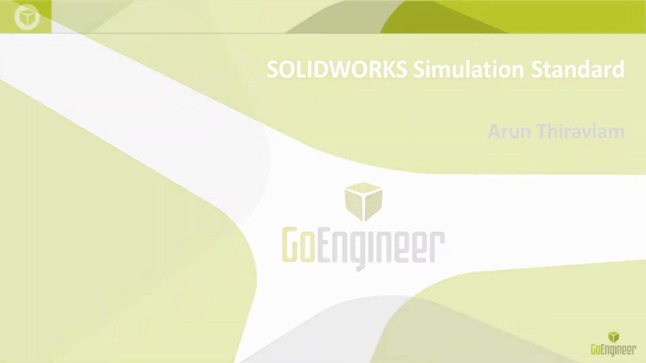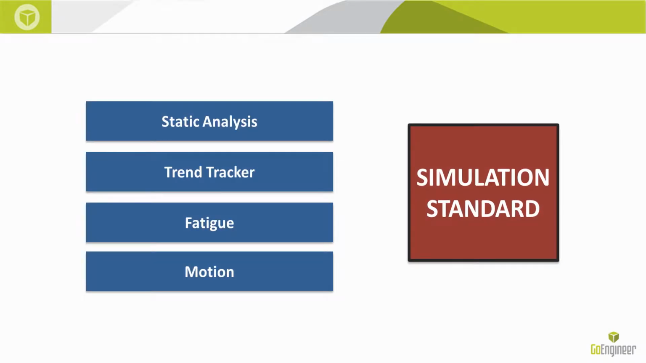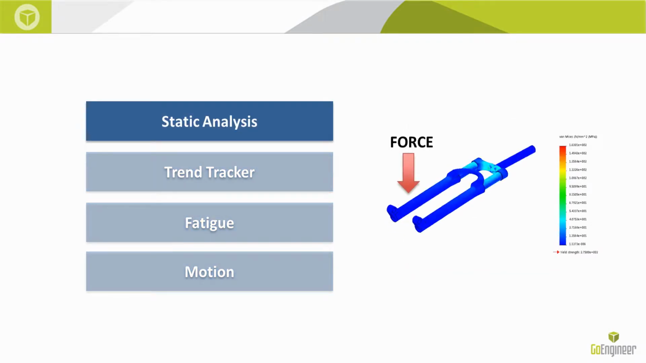Alright, so with this license you have 4 tools. Starting with the static analysis. Utilized by R&Ds world over, this analysis helps you test products for structural strength. You get to apply the loading conditions experienced by your parts and assemblies to determine areas of structural weaknesses.